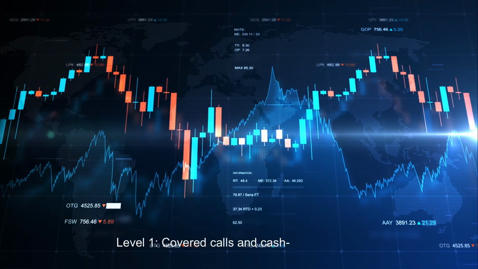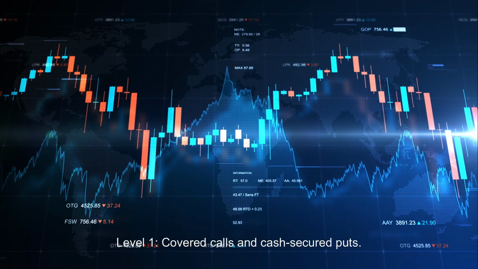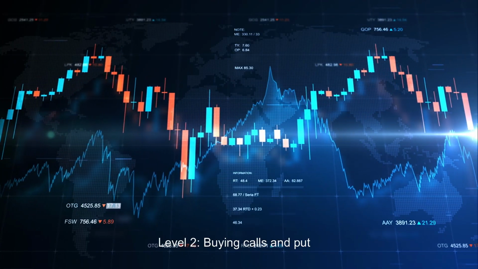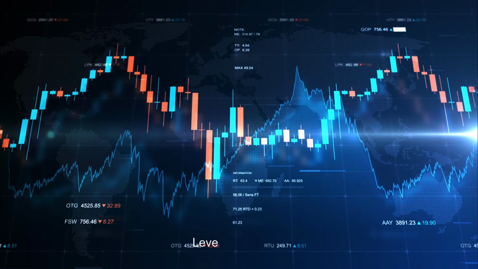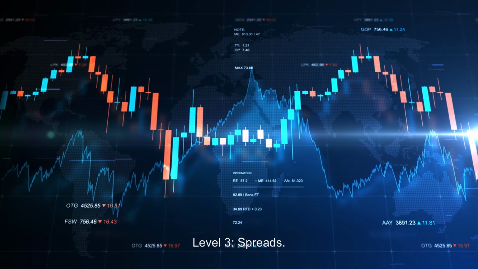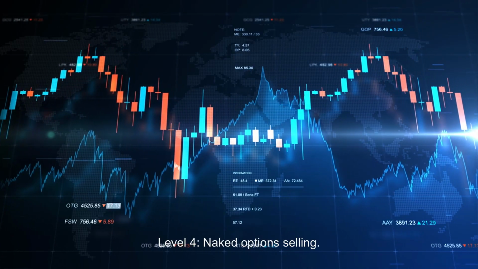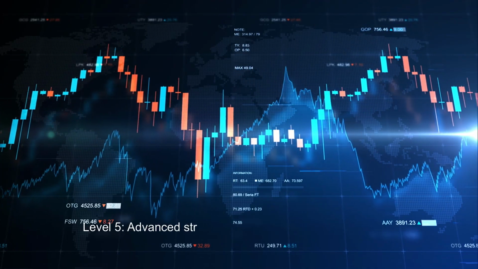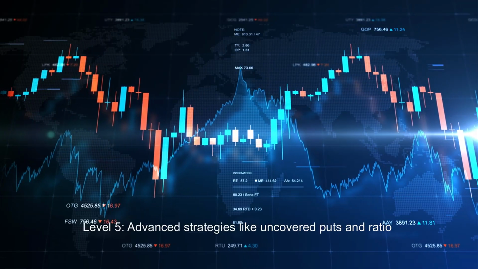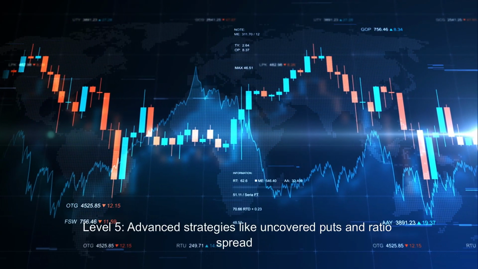Level 1. Covered calls and cash secured puts. Level 2. Buying calls and puts. Level 3. Spreads. Level 4. Naked options selling. Level 5. Advanced strategies like uncovered puts and ratio spreads.